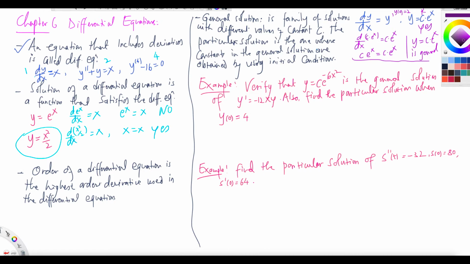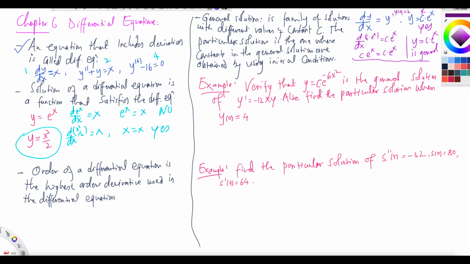Okay guys, so let us see one example here. It says verify that y equals c times e to the negative 6x squared is the general solution of y prime equals negative 12xy. Here y equals c e to the negative 6x squared is given, right? So it is a general solution, but we need to check if this is the general solution for this equation or not. And you want to find out the particular solution by using this condition as well.